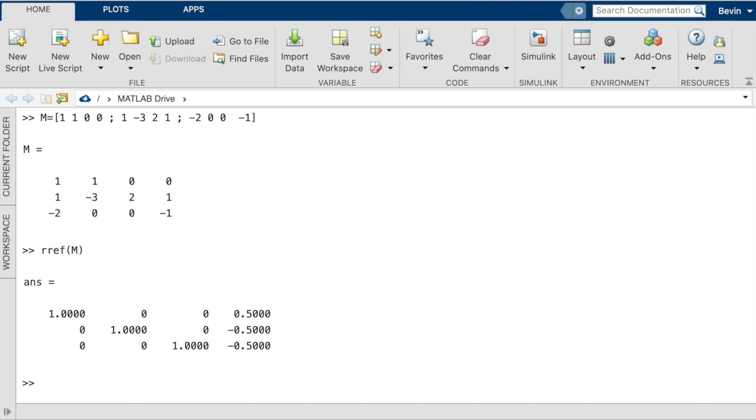I'm going to write this down on my slide and then we'll switch back to it. So rref of M is going to have the first 3 columns that look like 1, 0, 0, 0, 1, 0, and 0, 0, 1. And then the fourth column is a half, negative a half, negative a half. Okay, let me put MATLAB away and we'll go back to our calculations.